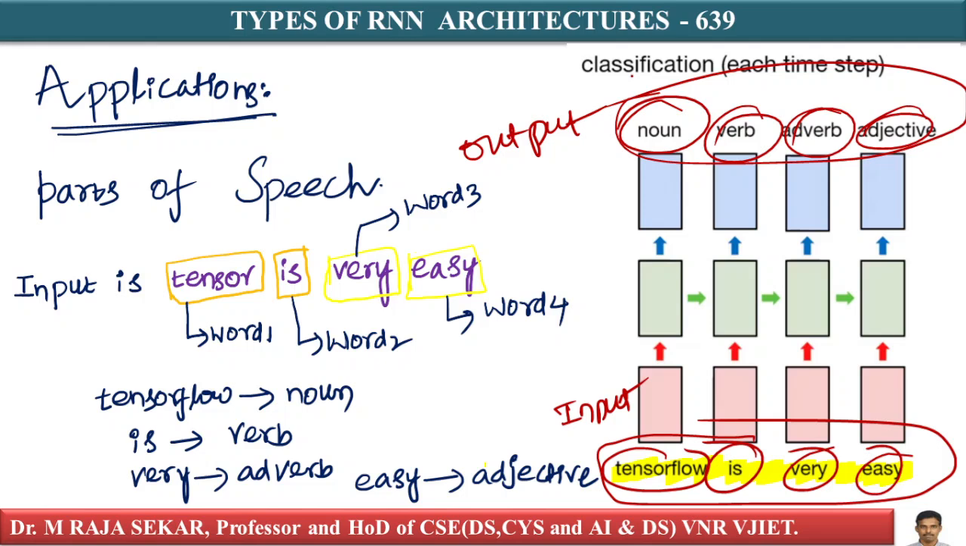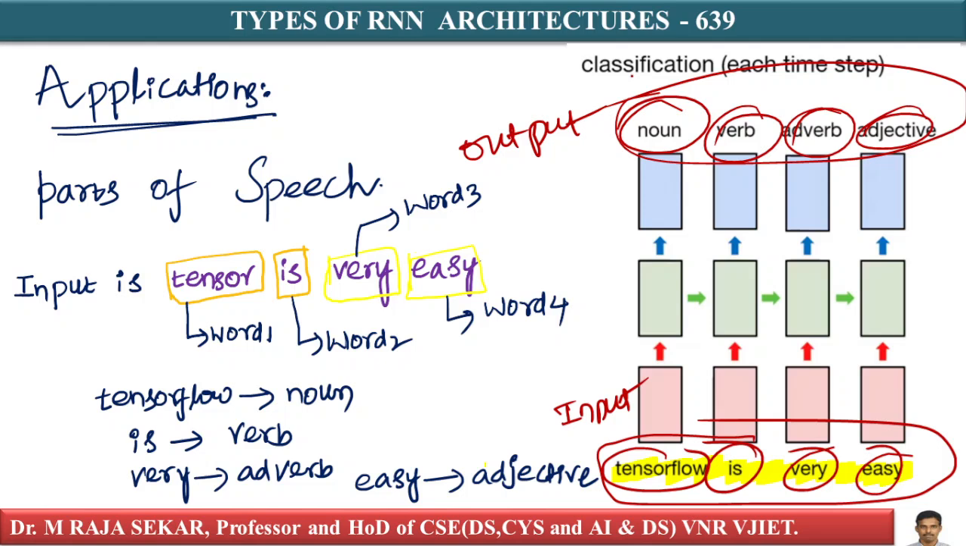So detecting parts of speech for a given sentence is a very important task in natural language processing. So this type of architecture is called many-to-many RNN, where the input and output are of same length. It's often used in natural language processing tasks.